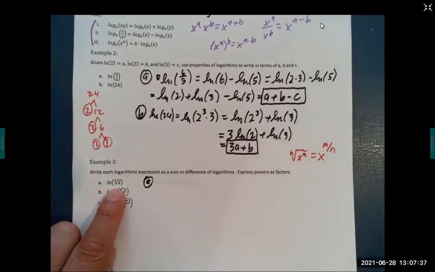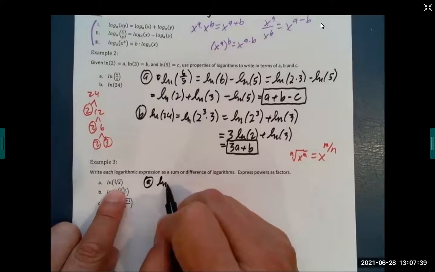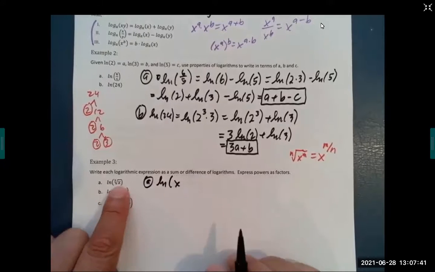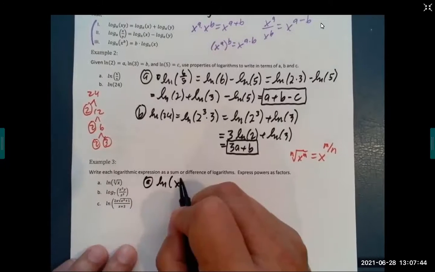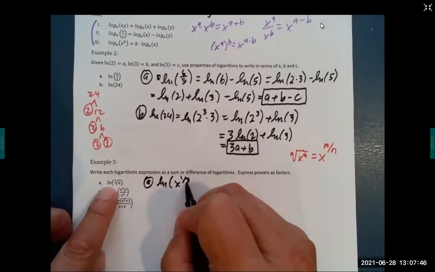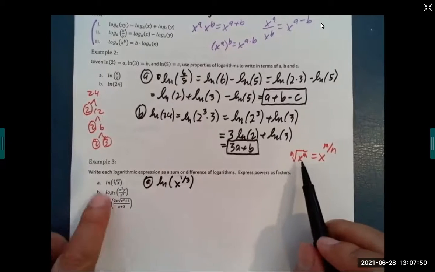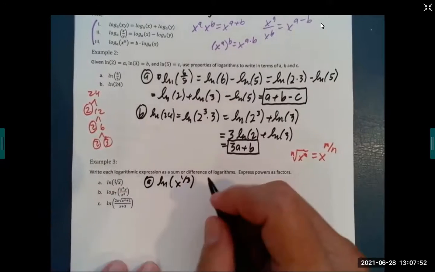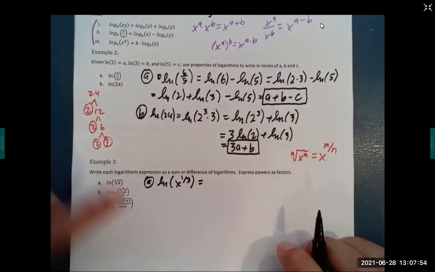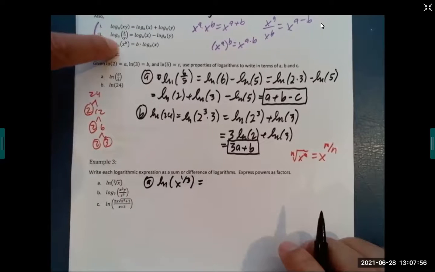So I'm going to rewrite this as ln of x. Now the exponent on the x is a 1 over the index, which is the 1/3. So I just went from radical form into this here. And using this here with the exponent, I'm going to bring that 1/3 down.